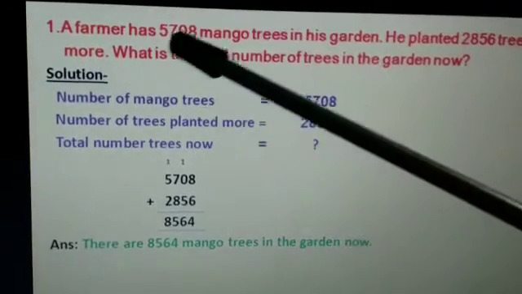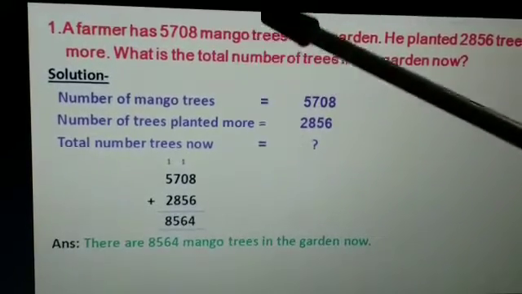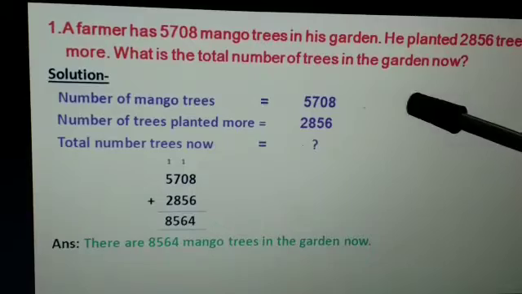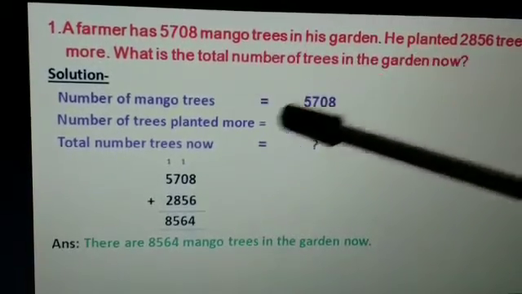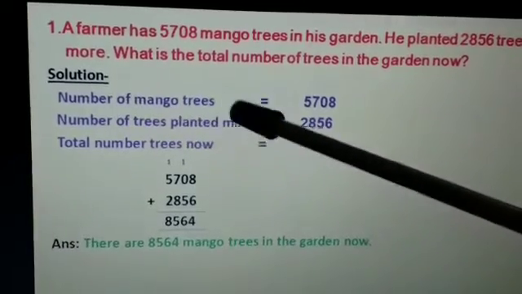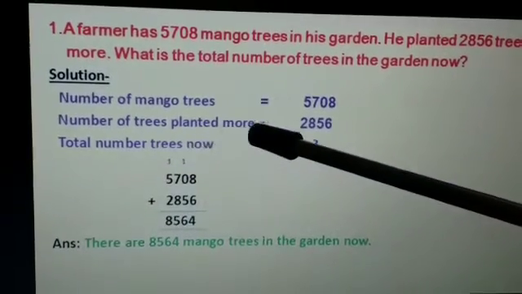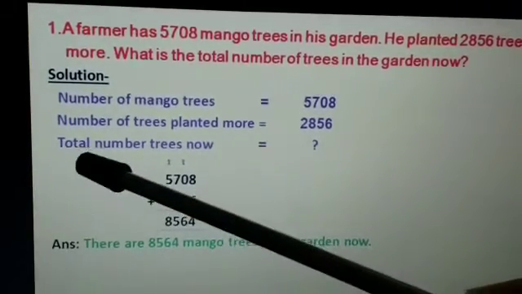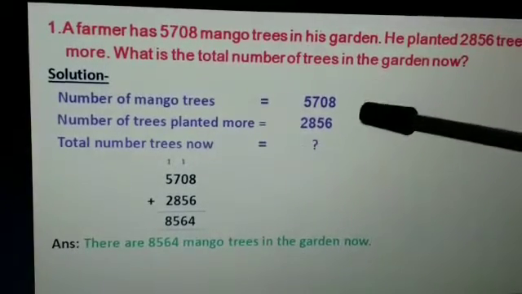एक किसान ने अपने गार्डन में इतने ट्रीज लगा रखे थे, 5,708 मैंगो ट्रीज उसके गार्डन में थे, और वो इतने और ट्रीज यदि वो प्लांट करता है तो टोटल नंबर ऑफ ट्रीज अब कितने हैं? Here the word given is total, that means we have to add. Now the statement will be number of mango trees 5,708, number of trees planted more 2,856, and we have to find the total number of trees. That means we have to add these two numbers.